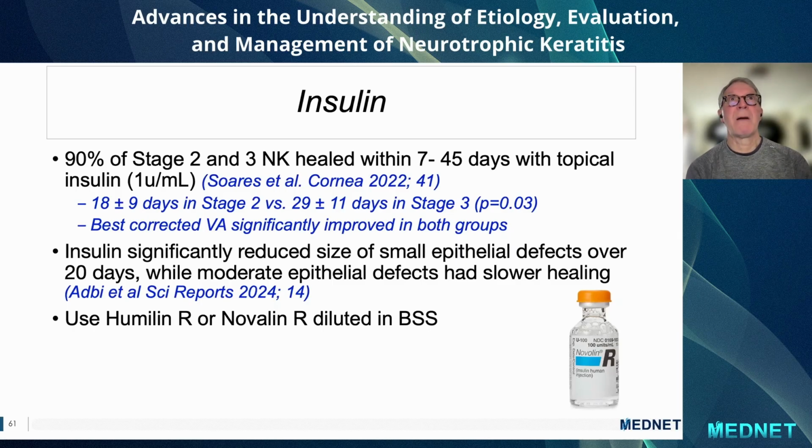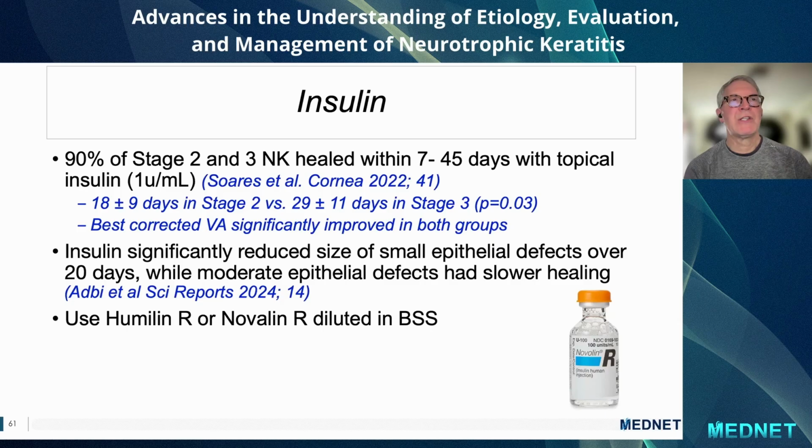There's been a lot of buzz about using topical insulin, and I'll show some of the rationale for doing that a little bit later. But studies have shown that 90% of stage 2 and 3 NK heal within 7 to 45 days with topical insulin at a concentration of 1 unit per ml. It was 18 plus or minus 9 days for stage 2, and a little bit longer at 29 plus or minus 11 days for stage 3. And the best corrected vision significantly improved in both groups. And another study found that insulin significantly reduced the size of small epithelial defects over 20 days, with moderate epithelial defects showing slower healing, just like the previous study.